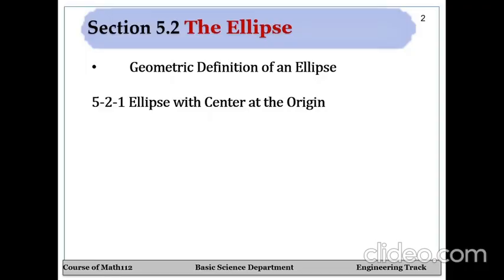Now we will see section 5.2, the ellipse. We will start with the geometric definition of an ellipse. Especially, we will concentrate on the ellipse with center at the origin. Now, what is an ellipse? Okay, let's see the definition of an ellipse.